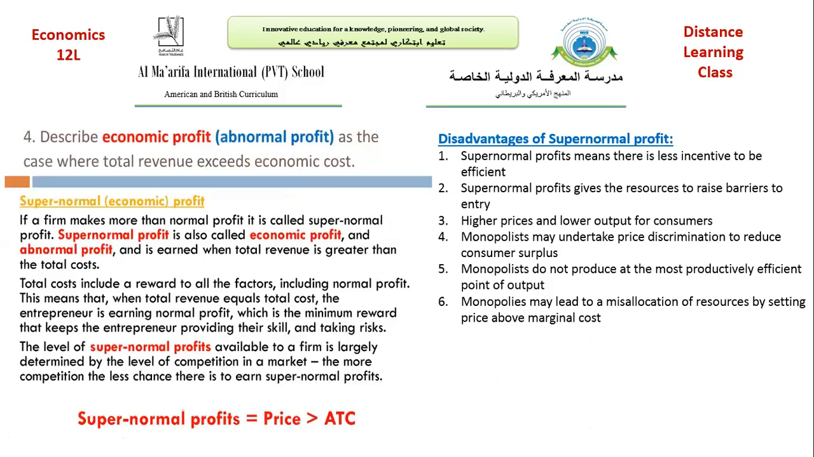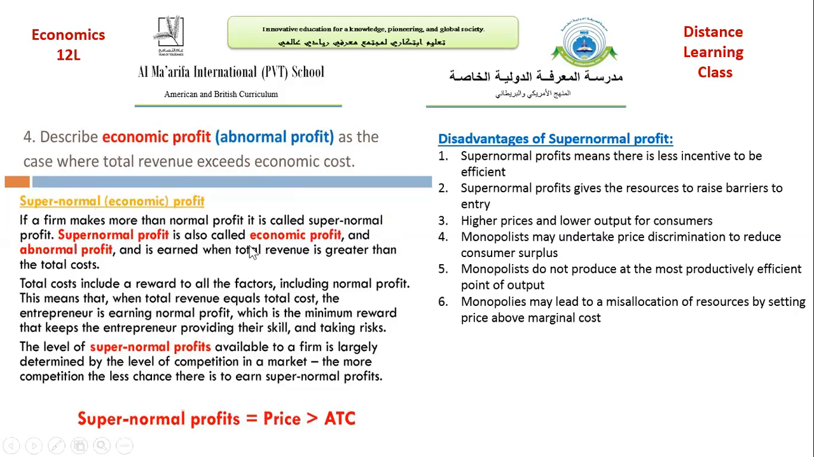And now we'll be talking about types of profits. We may say that sometimes companies have supernormal profits, extremely high profits. Isn't that good for companies and customers? Let us talk about it. We have a few types of economic profit. The first one is abnormal profit. That's a case where total revenue exceeds economic cost. Supernormal economic profit. If a firm makes more than normal profit, it is called supernormal profit.